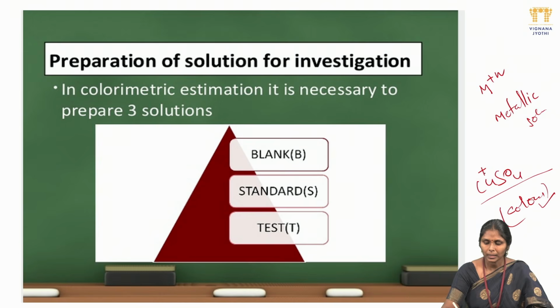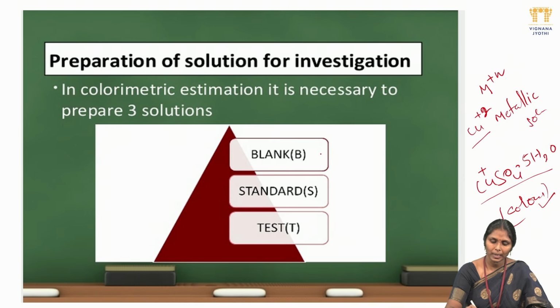Here the metal ions, the copper ions, we have to estimate. These copper ions you have to estimate by using this given solution. That given solution, the test solution, is called a copper sulfate pentahydrate solution. So for doing this experiment, first we have to prepare solutions in different categories.